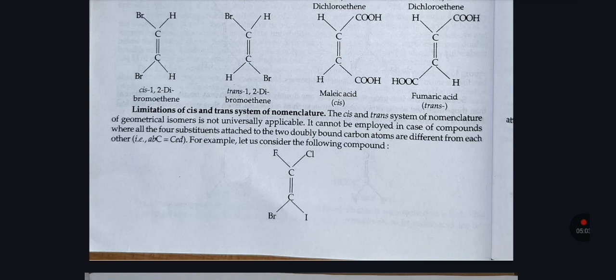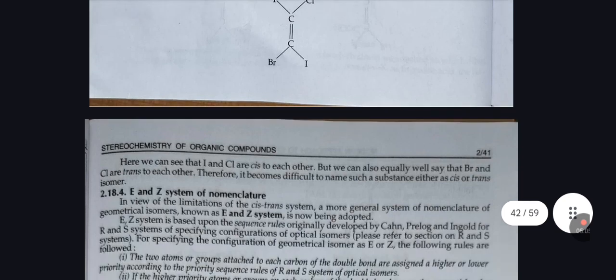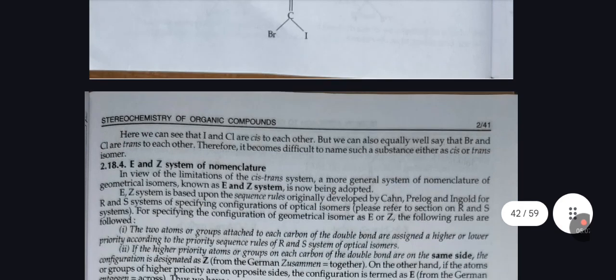For example, let us consider the following compound. Here we can see that I and Cl are cis to each other, but we can also equally well say that Br and Cl are trans to each other. Therefore, it becomes difficult to name such a system either as cis or trans isomers.